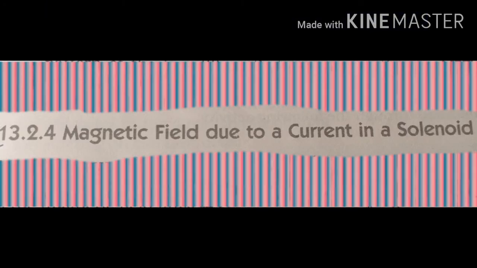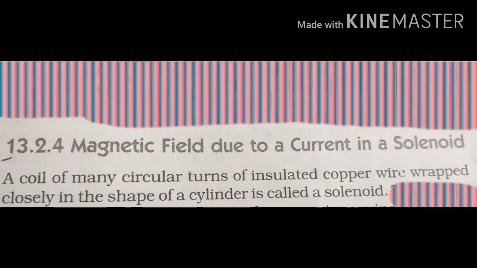Magnetic field due to a current in a solenoid. What is a solenoid? It's a coil of many circular turns of insulated copper wire wrapped closely in the shape of a cylinder, called a solenoid. Just look at here. This copper wire is in spiral shape, and this is the solenoid. Now in a solenoid, if you pass a current, in which direction the magnetic field will be created, that we will do. Clear? And this is simple.